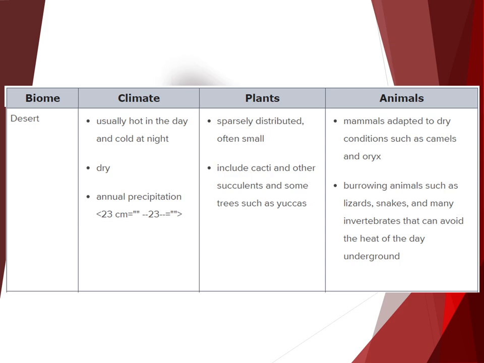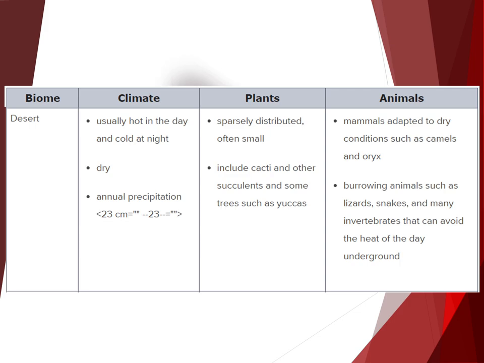A desert biome has a climate that is categorized as usually hot in the day but cold at night, dry, with an annual precipitation of around 23 centimeters. The plants that you'll find in a desert biome are typically sparsely distributed and often small. They include cacti and other succulents, and some trees such as yuccas.